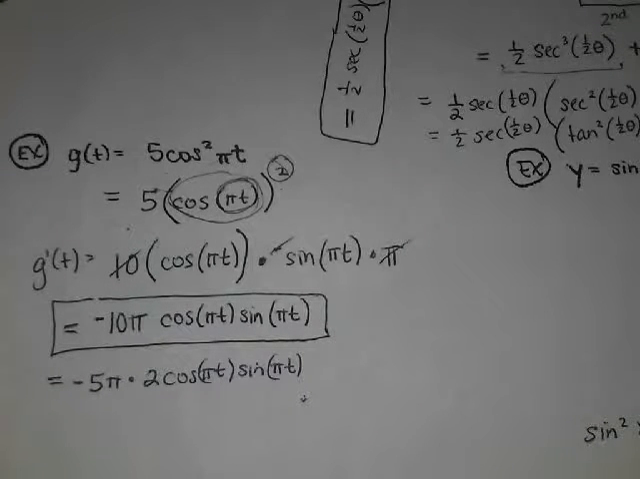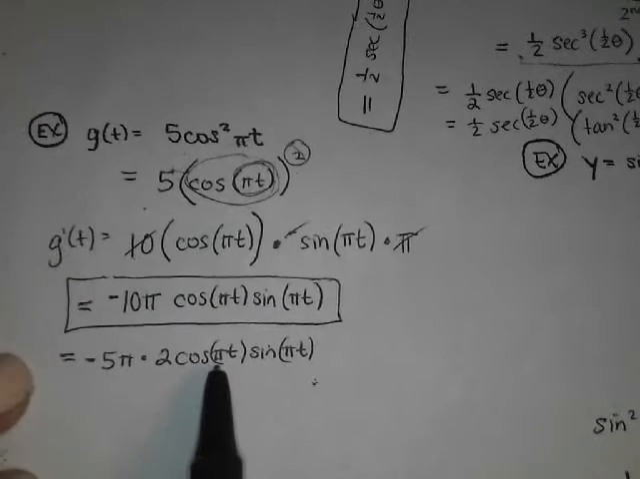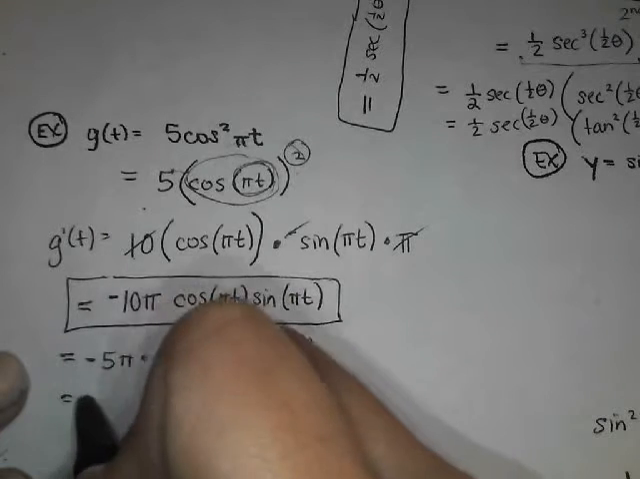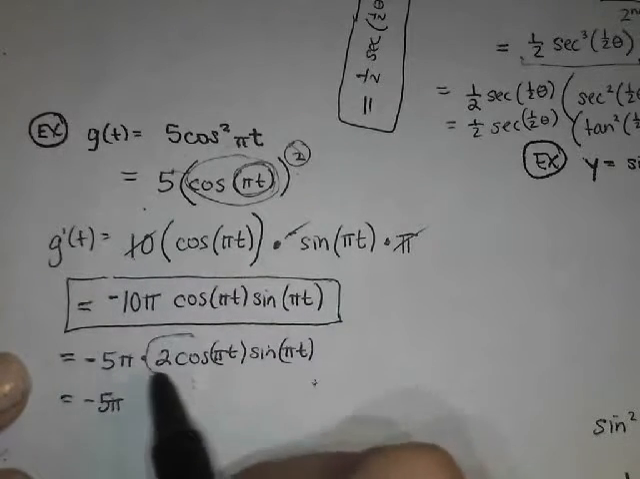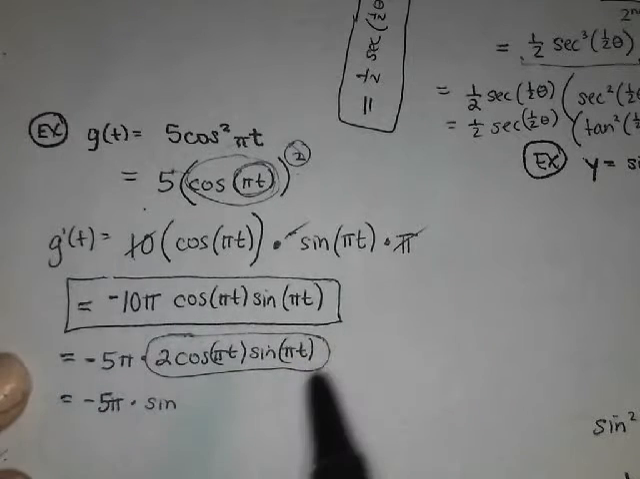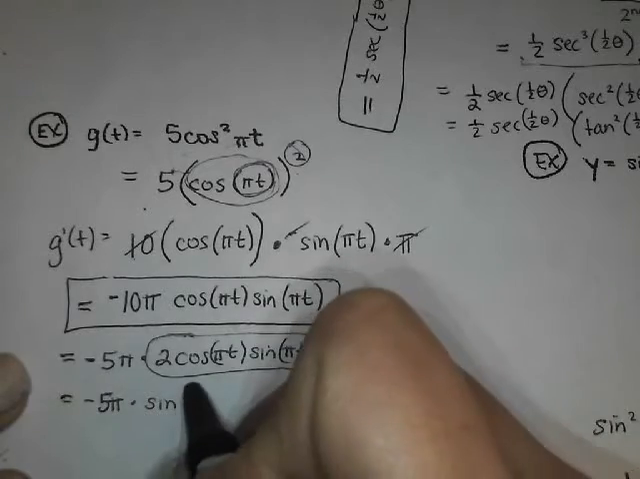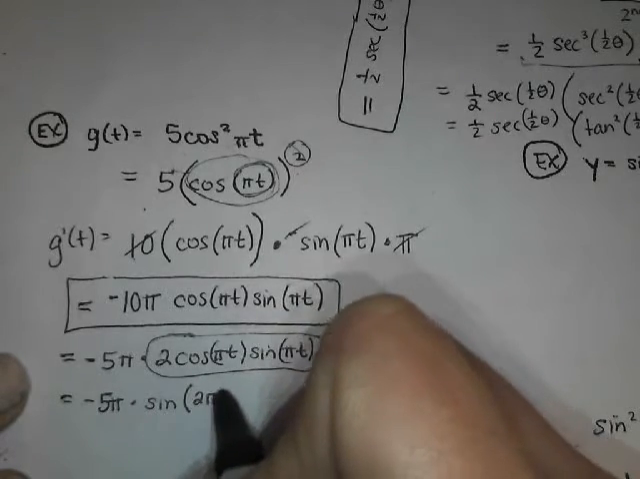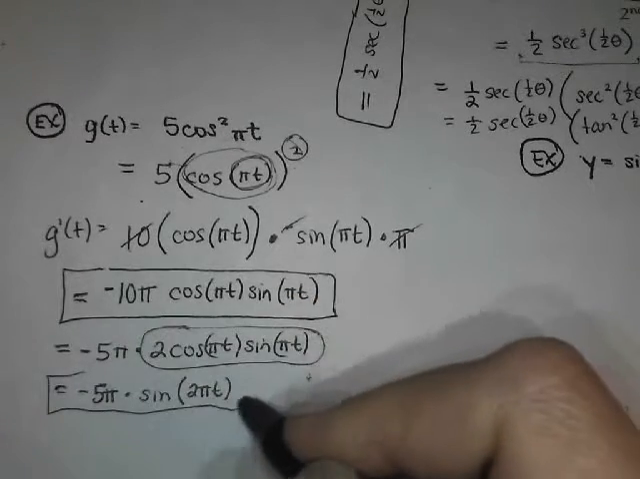So 2 sine theta cosine theta is the same as sine of 2 theta, right? So it would be negative 5 pi, and this is a double angle, that's the same as the sine of 2 theta. But our theta in this case is pi t, so 2 times that would make it 2 pi t. I hope not, but you definitely could.